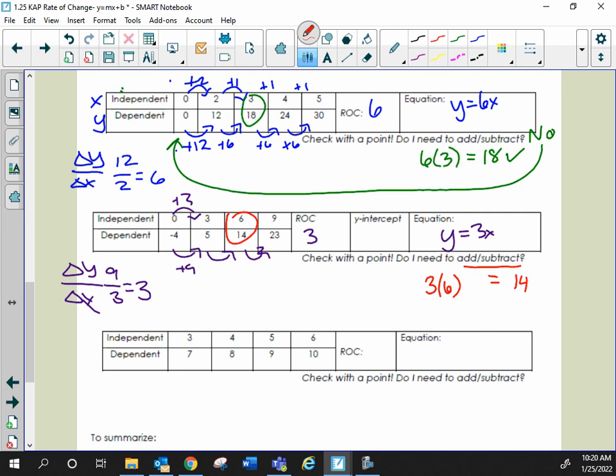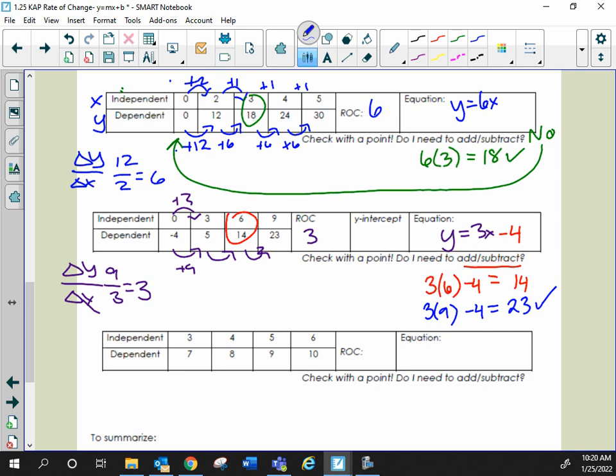Minus 4. So let's check that. I'm going to add that into my equation, and I'm going to just check it with a different one. I'm going to use 9 and 23. If I do 3 times 9 minus 4, does that give me 23? 3 times 9 is? 27. Minus 4 is? 23. So my equation is 3x minus 4.